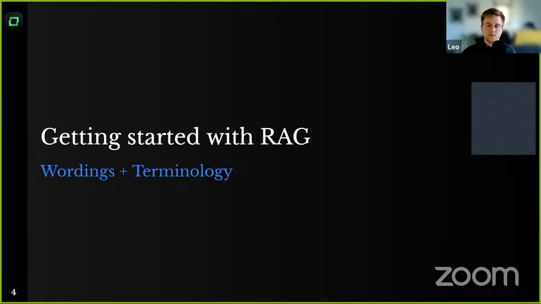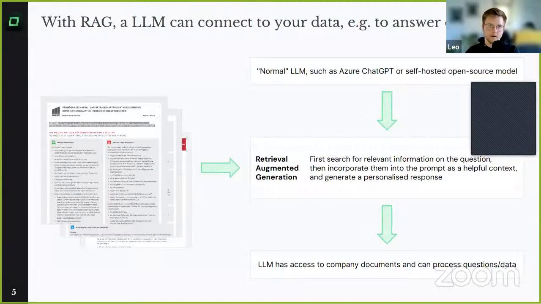So let's get started with the topic itself. Let's talk a little bit about the wordings and terminology of RAG before we take a look at some common pitfalls and things that can go wrong in these RAG projects. The idea of RAG itself is actually quite simple. You take a large language model and connect it with some data that you have, maybe some internal data from your company. You can then use that data to answer quite complex questions very quickly.